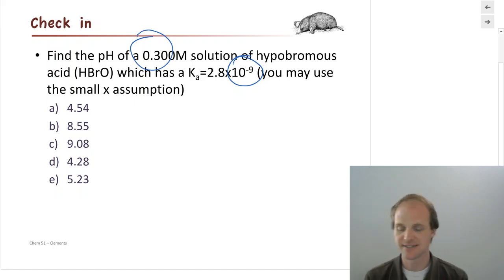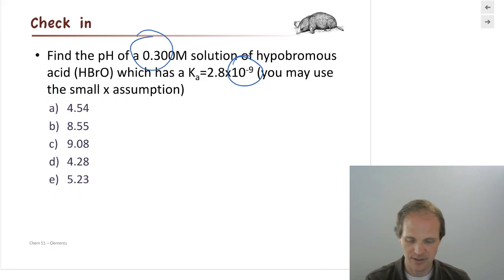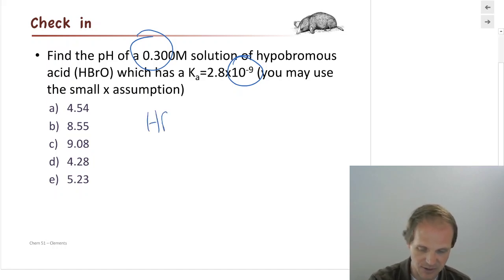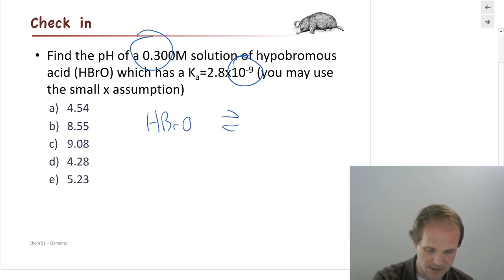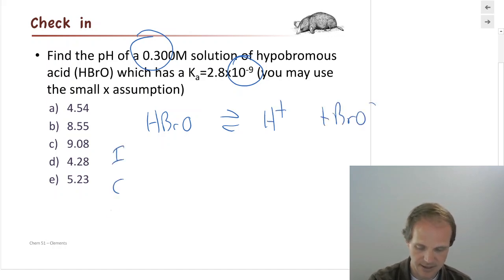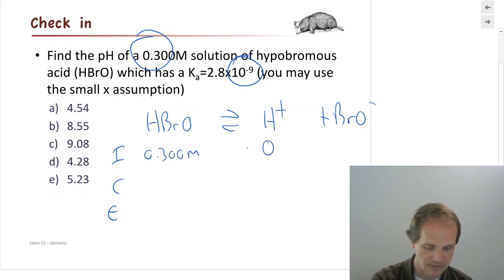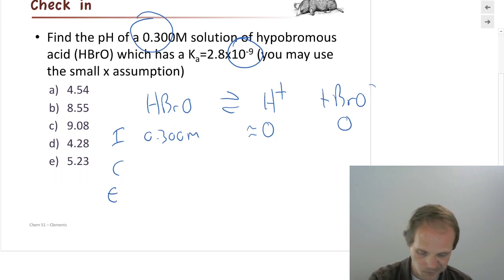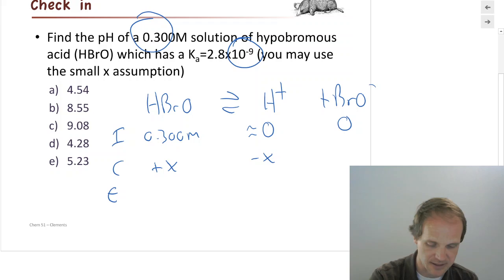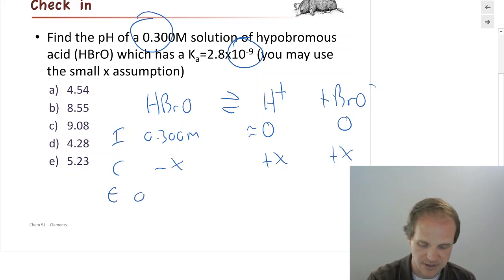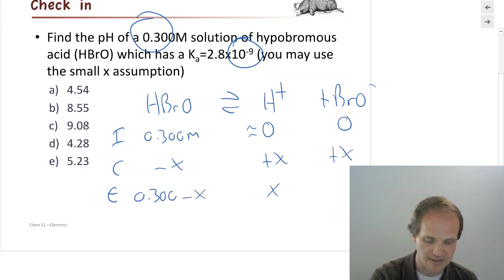What'd you do? You want me to go through it? I can go through it. Okay, hyperbromous acid, HBrO. Okay. BrO-. ICE. We've got 0.300 molar. Approximately 0. 0. And what do we do? Minus, we get plus x here, minus x here. That was silly. I don't know why I did that. Minus x here, plus x here, plus x here. And so we get 0.300 minus x, x, x.